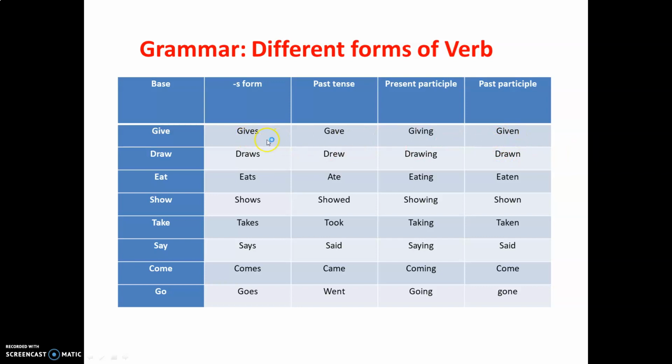For example, I have given a pen. You have given a pen. He has given a pen. If you make it in the past tense, has becomes had: I had given a pen, you had given a pen, she had given a pen, etc.